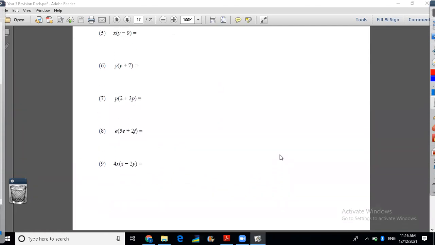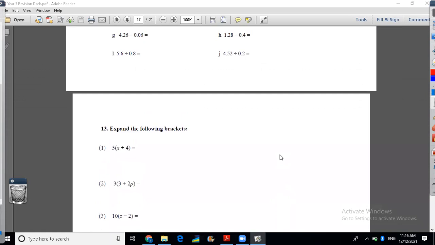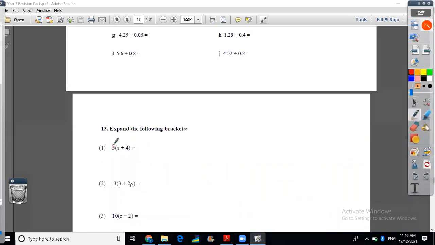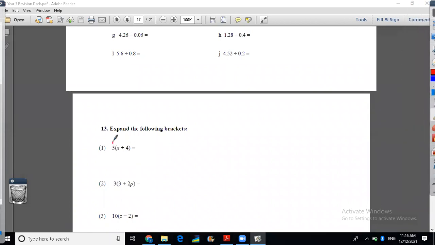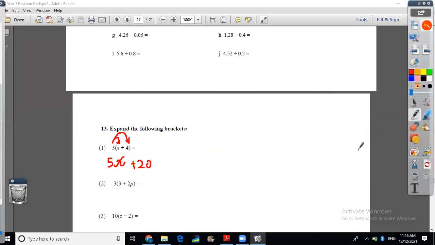Everything is just the same and even easier. Expanding brackets. How do we expand brackets? I just take this number and I multiply it by the one inside here, the first term, and I multiply it by the second as well. So here it is going to be 5 times x, which is 5x. Pay attention to the sign, please. It's very important. +5 times +4 is just +20. That is how we expand brackets.